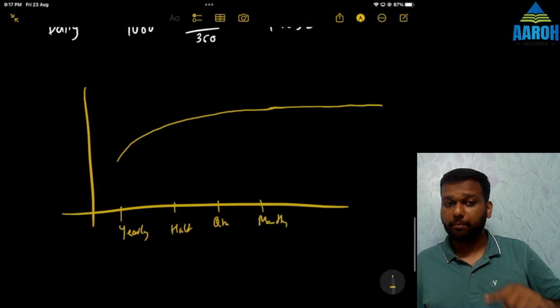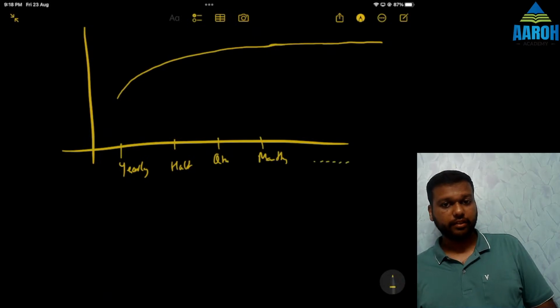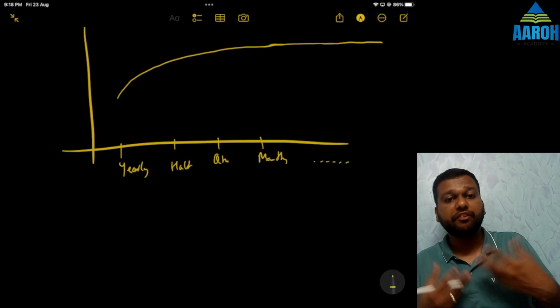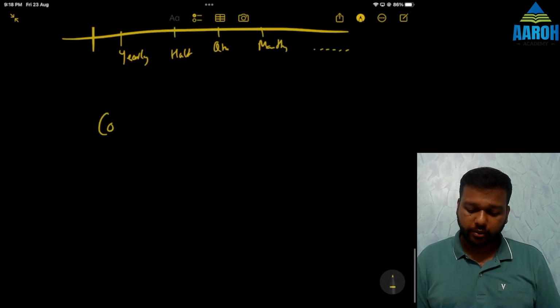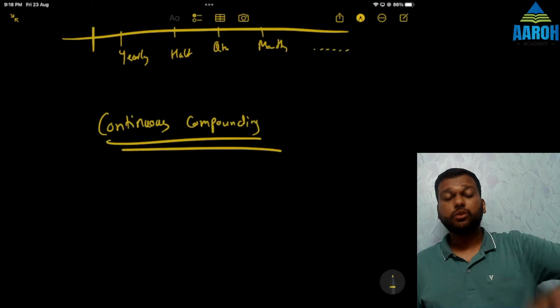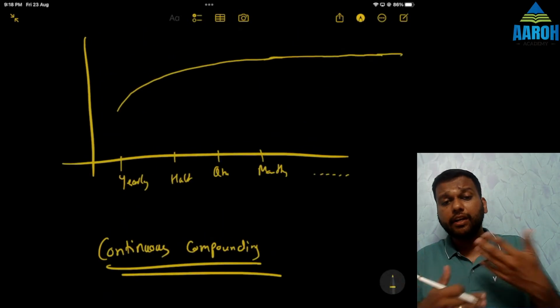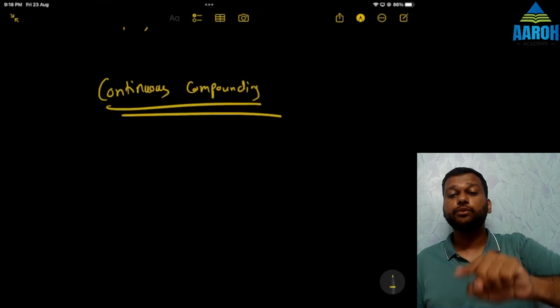When will this happen? When we are compounding very frequently, that means more than daily. Maybe we are compounding hourly, every minute, every second, or we can just call it continuous compounding. The amount that we get if we keep on compounding continuously is called continuous compounding, and we can get it using this formula.